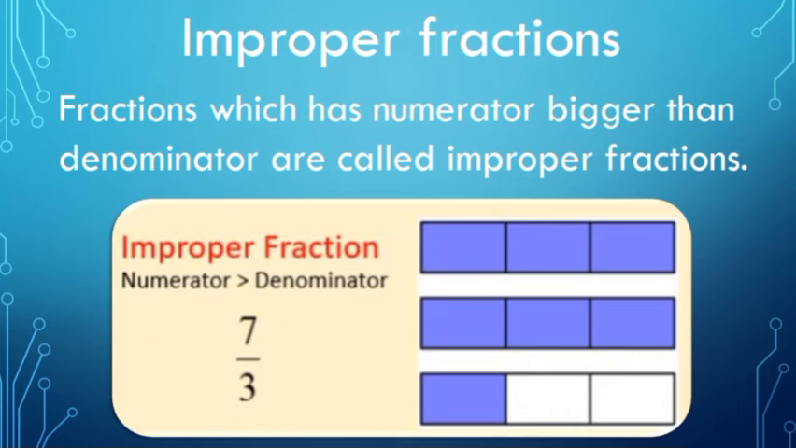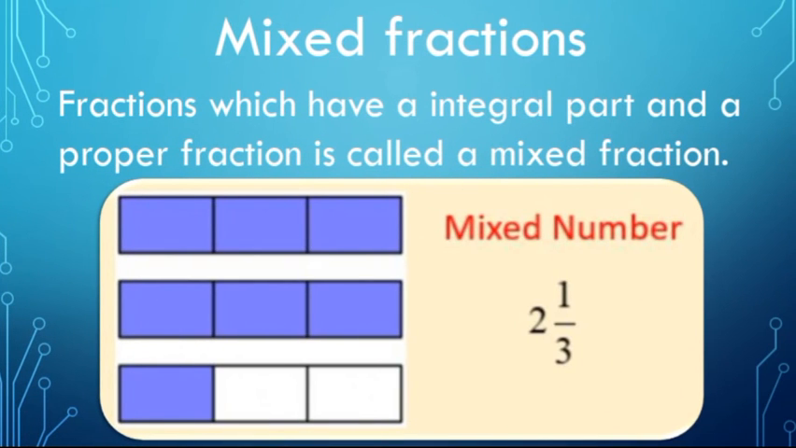See here, it is 7 by 3. Here I have taken 3 rectangles and each rectangle is divided into 3 parts and I have colored 7. See this? It is 7 by 3. Though it seems like 7 by 9, it is actually 7 by 3 because I have split it into 3 parts and each one is a rectangle. That's why. Now let's see mixed fractions.